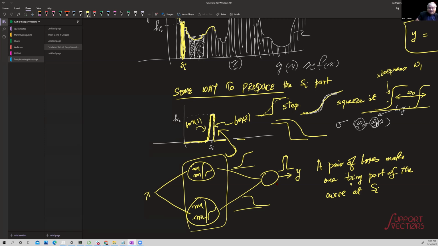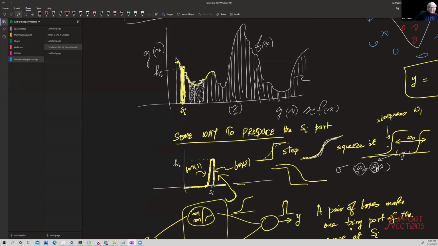And so now can you guess, how do I create this entire thing? How do I recreate the entire function? What do I need to do?